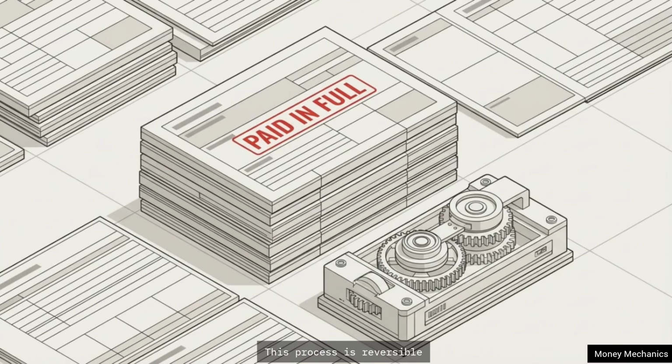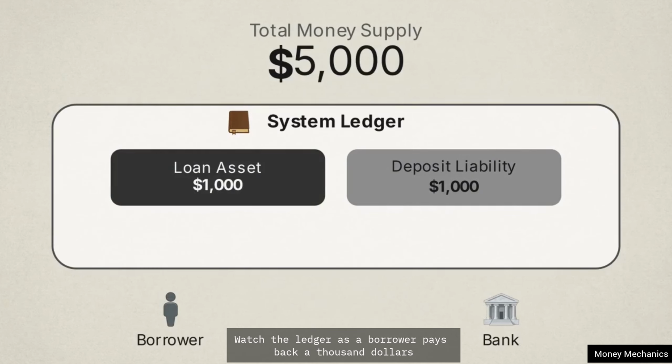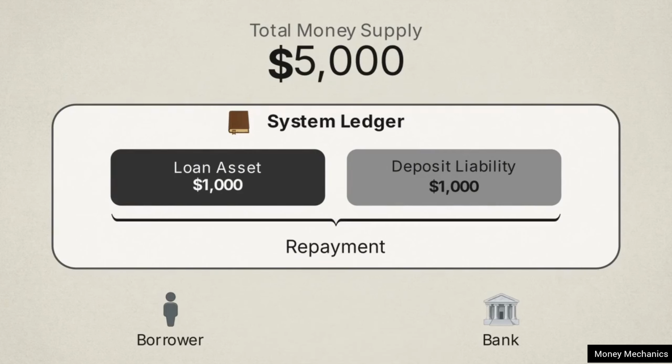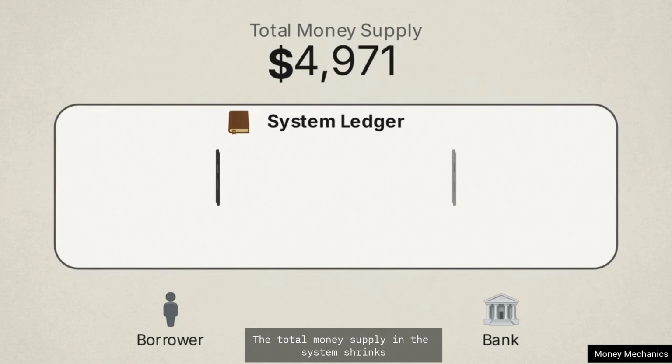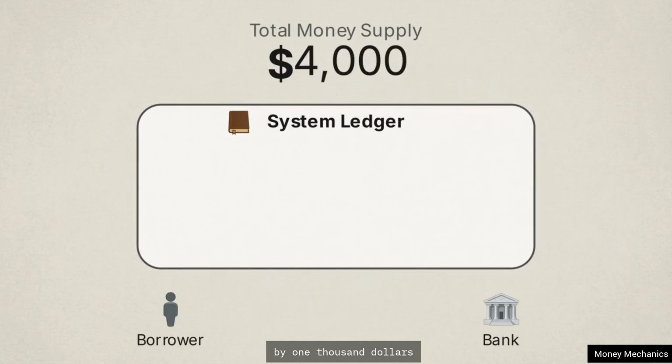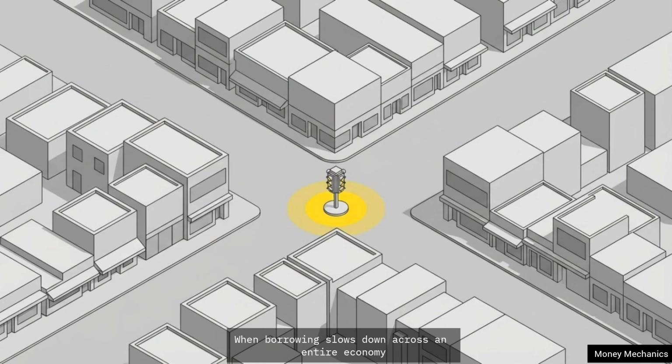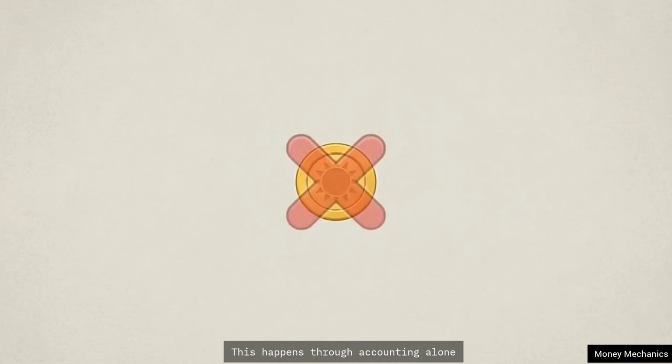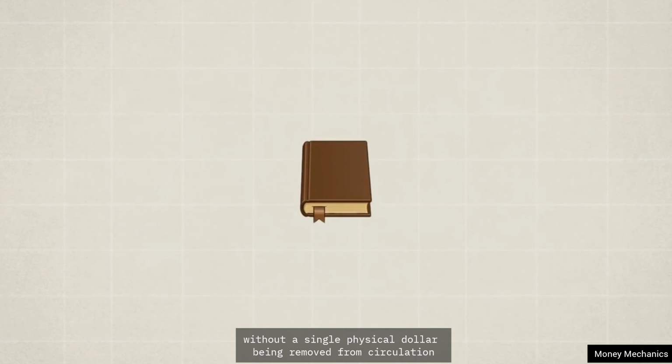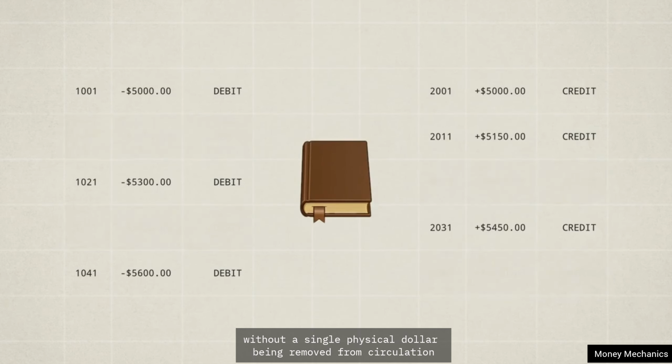This process is reversible. If the act of taking a loan creates money, then the act of repaying that loan destroys it. Watch the ledger as a borrower pays back $1,000. The loan entry and the deposit entry both fade away. The total money supply in the system shrinks by $1,000. When borrowing slows down across an entire economy, the money supply naturally contracts. This happens through accounting alone, without a single physical dollar being removed from circulation.